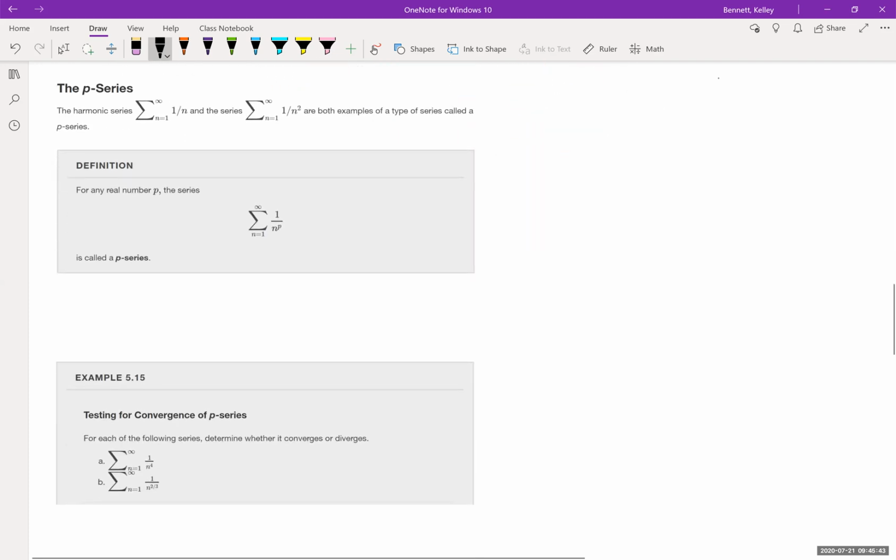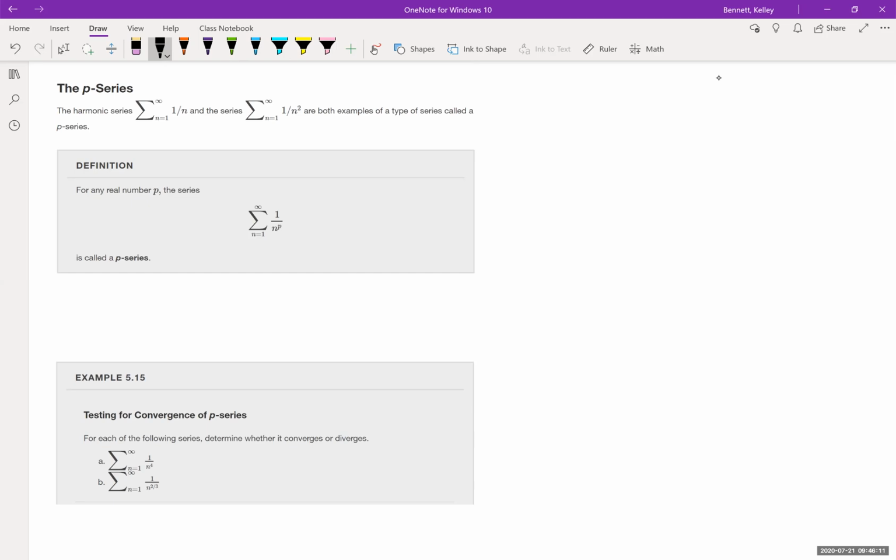So next we have the P series. I think last time I said the harmonic series is super important. You have to know this. The P series is just a generalization of that. So we've already seen 1 over n and 1 over n squared as a series. And these are examples of P series. But in general, any series of the form, the summation of 1 over n to the P is called a P series.